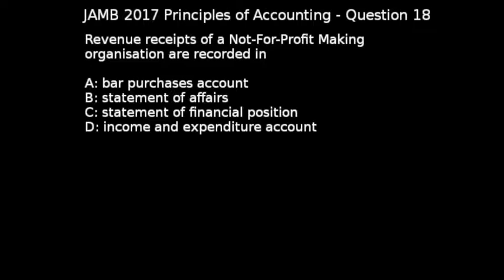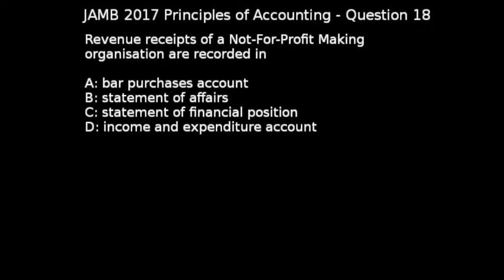Now, the correct option to this question is option D, income and expenditure accounts. Now, why do we say that income and expenditure is the correct option? It is the correct option because the other items we have here are different. The statement of financial position talks about the various books of accounts of the organization. Statement of affairs here has to do with the balance sheet, and the balance sheet contains the assets and liabilities of the business or the organization.